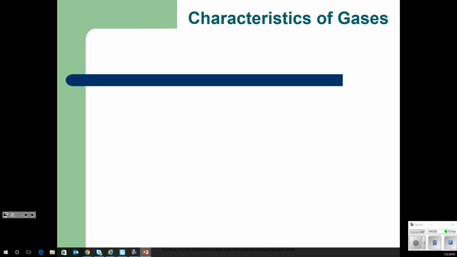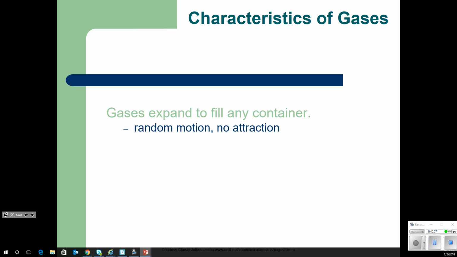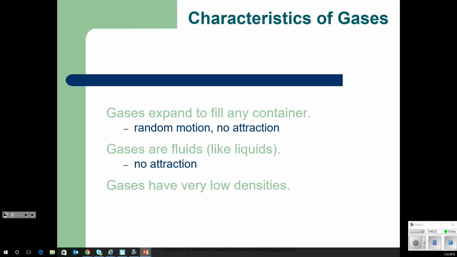Okay, so let's talk about some characteristics of gases. Gases will expand to fill any container they are in. They have random motion, no attraction. This is just review. Gases are fluids like liquids. They will flow. So when they talk about gas flow, it is still like liquids. They have no attraction because they're so far apart.